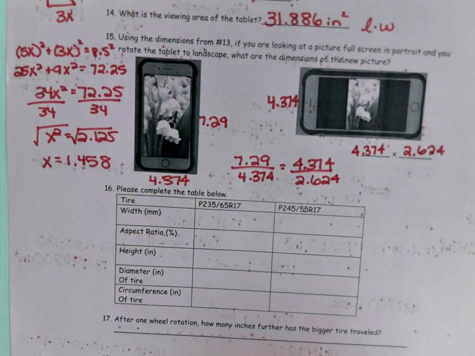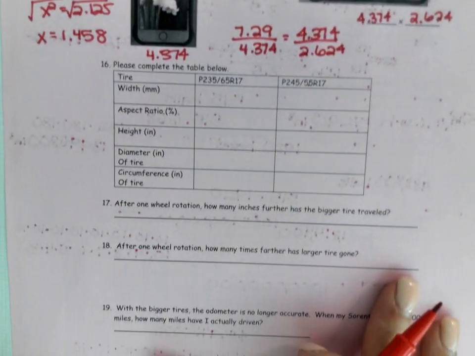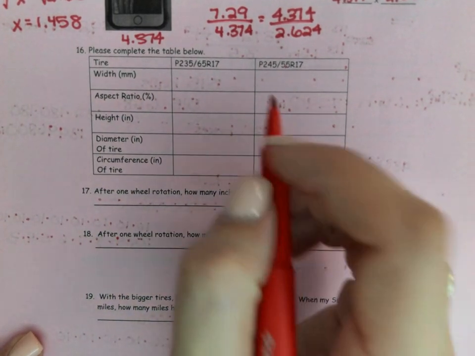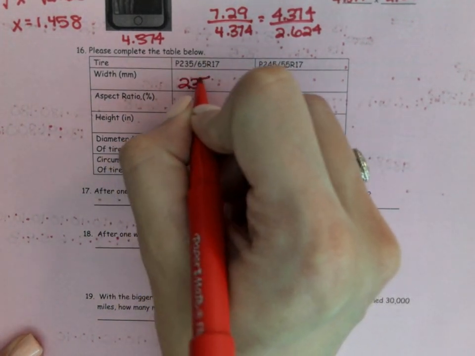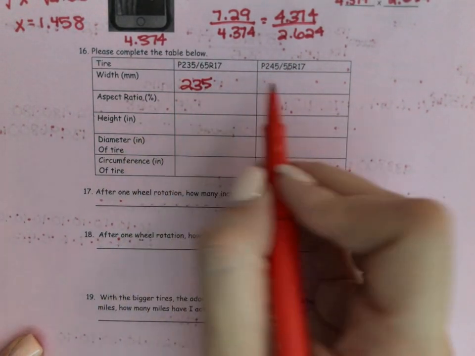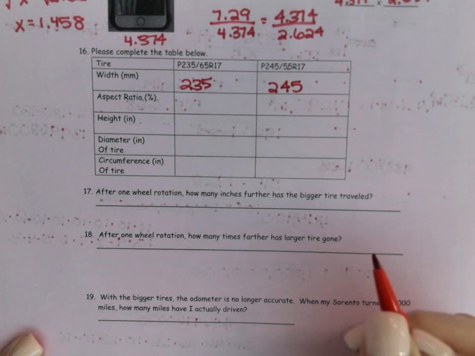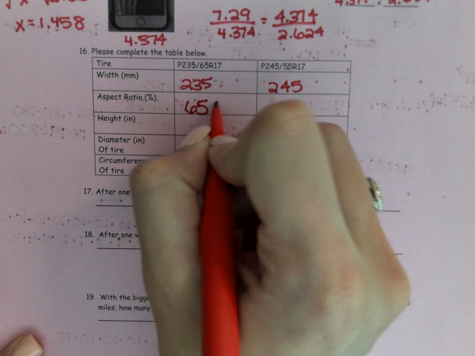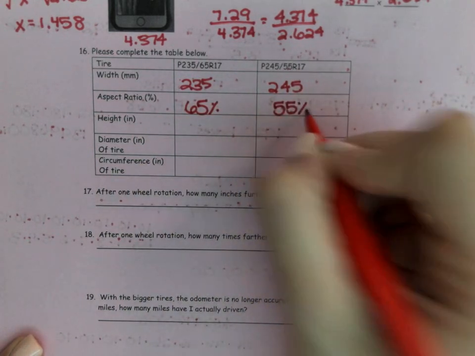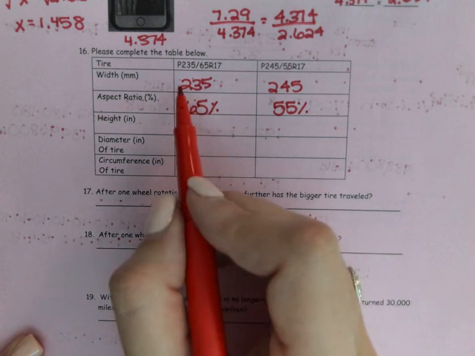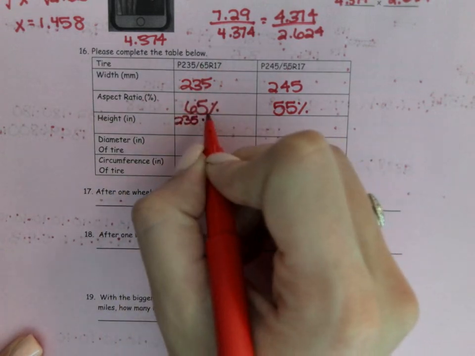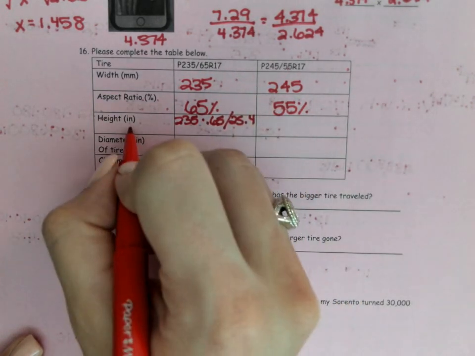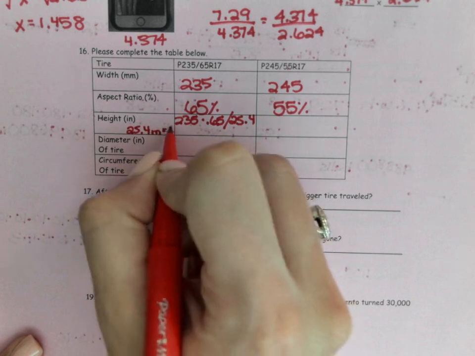Please complete the table below. So now this is the tires, which is what we did in class, and what we did when we went to the parking lot to get their values. That first number represents the width in millimeters. So for this one it'd be 235, for this one it'd be 245. The aspect ratio is that next number as a decimal, so as a percent, so 65%, 55%. The height, you're going to take this 235 times this as a decimal, which is 0.65, and divide it by 25.4, because there are 25.4 millimeters in 1 inch.